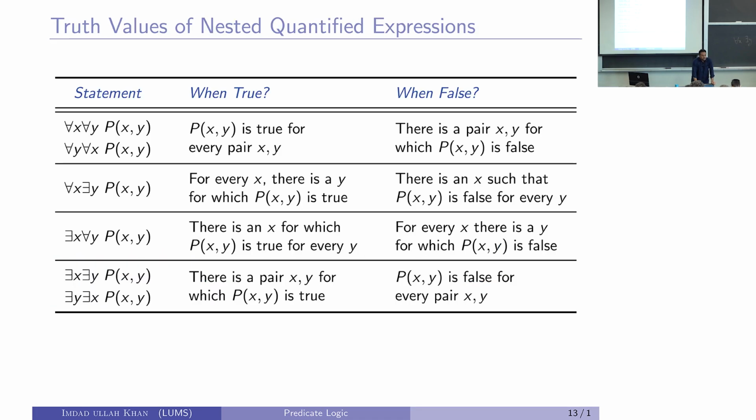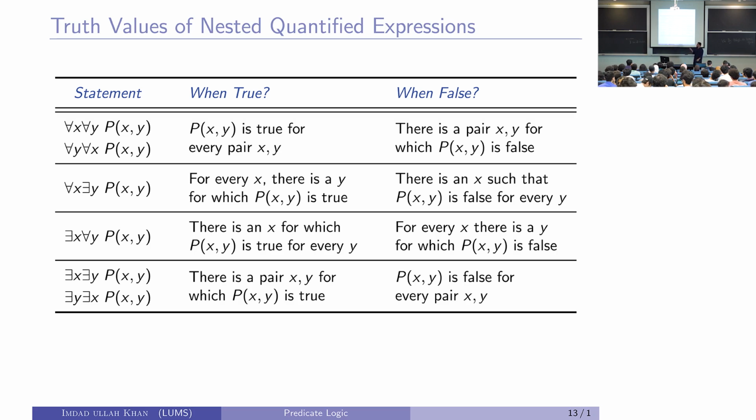Okay. This summary one, let me just give you one of them. There exists x for all y, P(x, y). When is this true? There is one x for which P(x, y) is true for all y, right?